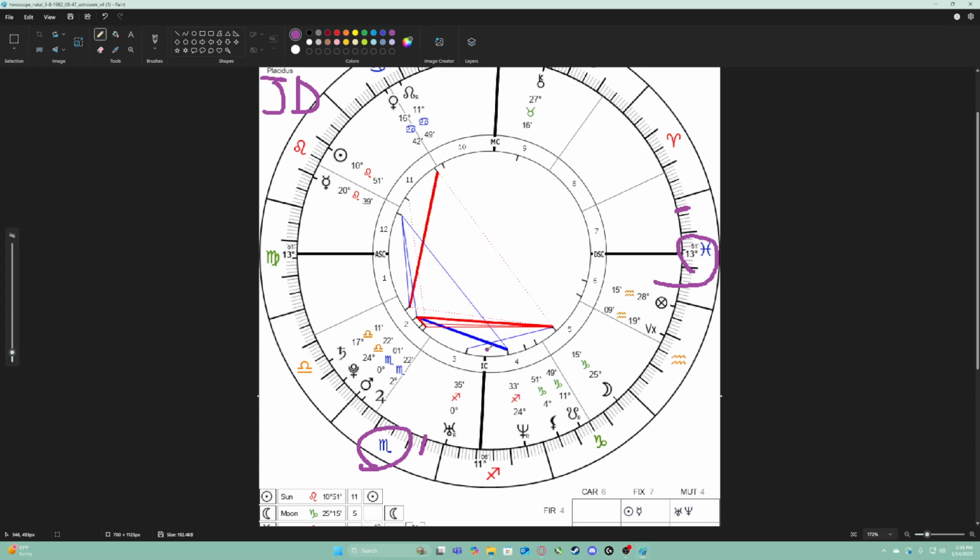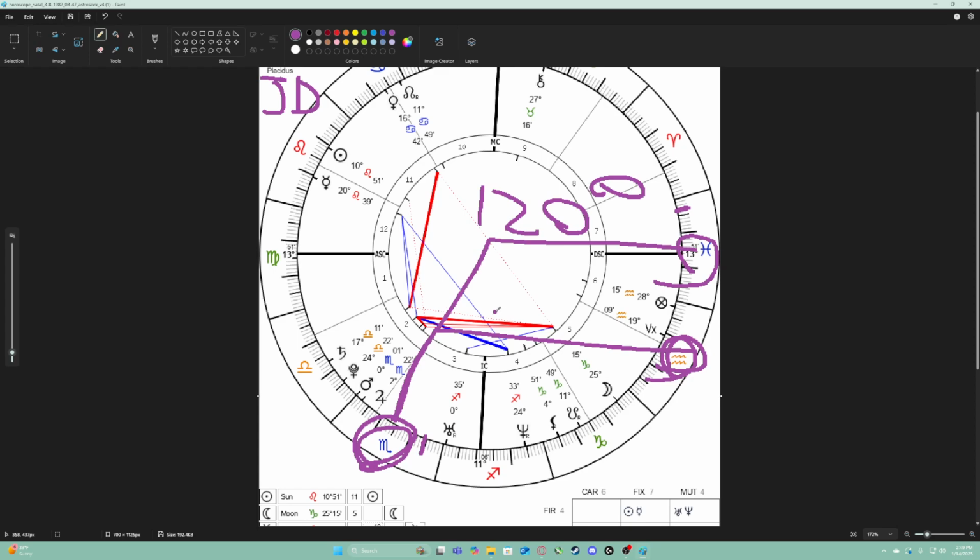It's 120 degrees away from each other. If it was 90, it'd be a square, right? Because these are both fixed, Scorpio and Aquarius. This would be a square, but this, right, 120, and this is 90 right here. This is a square. This is a trine right here.